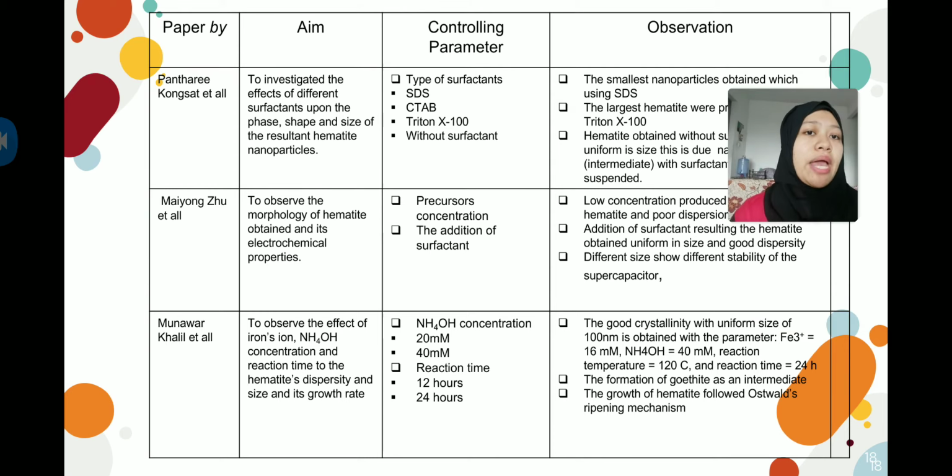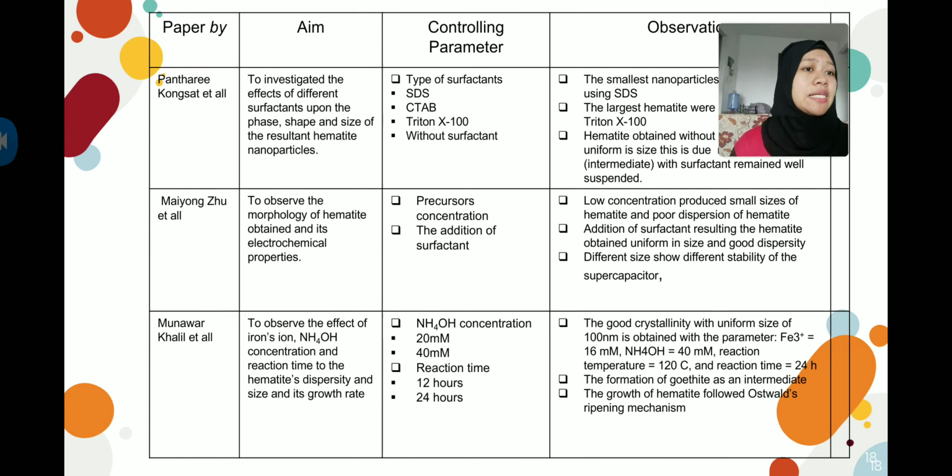Then Mayon Zhu et al. wanted to observe the morphology of the hematite obtained and its electrochemical properties. So the controlling parameters are precursor concentration and the addition of surfactant. They found that a low concentration of precursor will produce a small size of hematite and poor dispersion of hematite. So the addition of surfactant results in good uniformity and the best crystallinity.